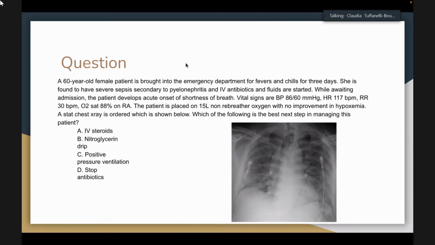Patient is on 15 liters non-rebreather, no improvement in hypoxemia. Stat chest x-ray is ordered. Which of the following is the best next step in managing this patient? A, IV steroids, B, nitro, C, positive pressure ventilation, or D, stop antibiotics?